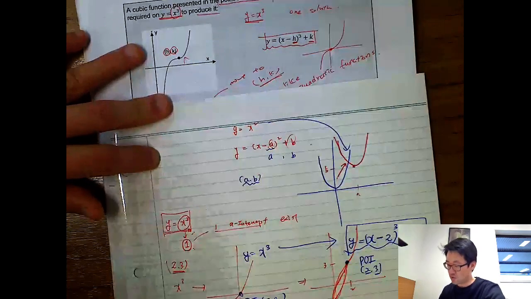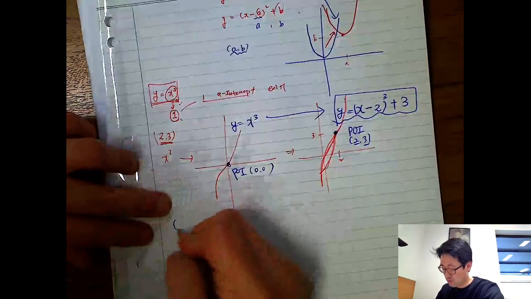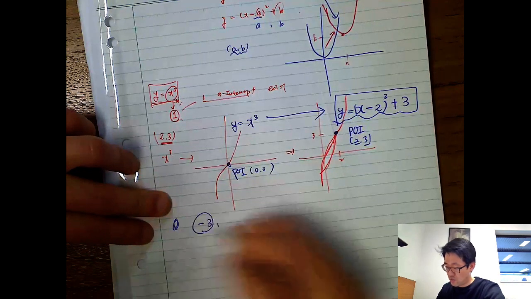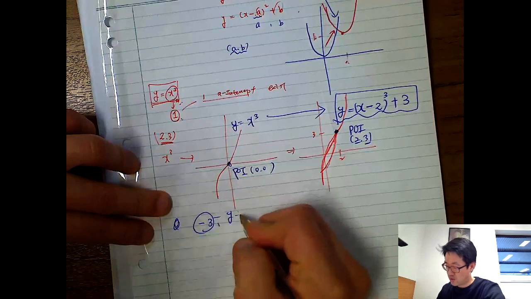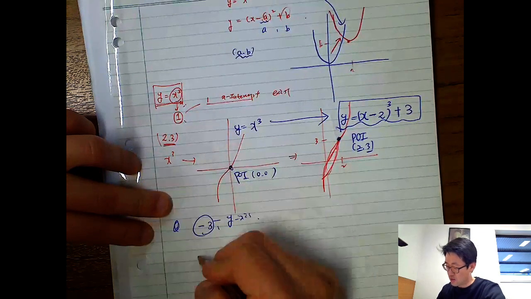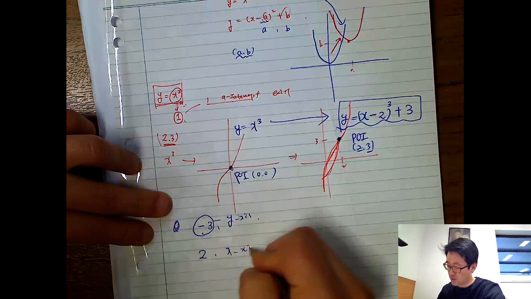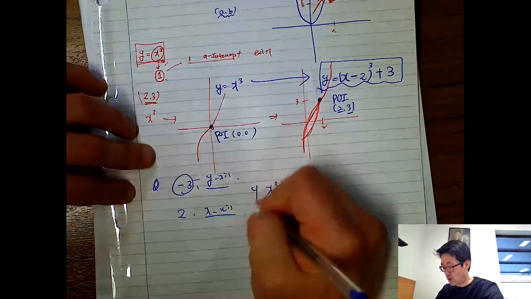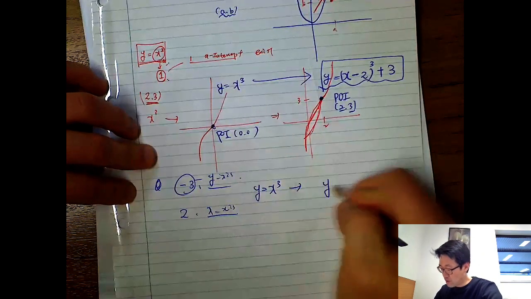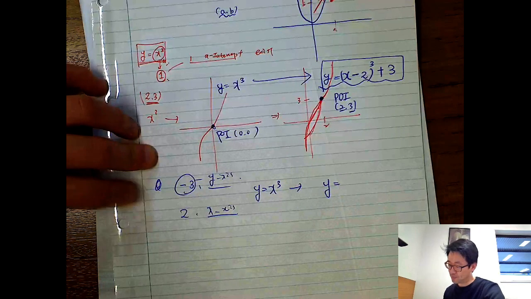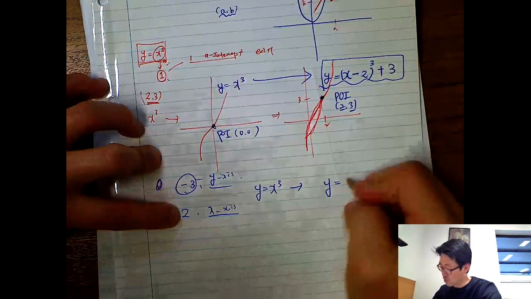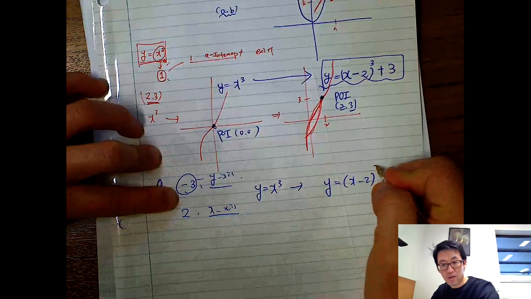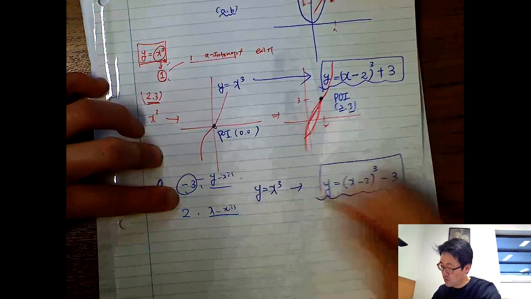Okay, let's just do one more question with me. Can you move minus 3 for the y axis and 2 for the x axis from y equals x cubed? Can you do that in your exercise book? Y equals x minus 2, minus 3, and cubed. That's how they look.